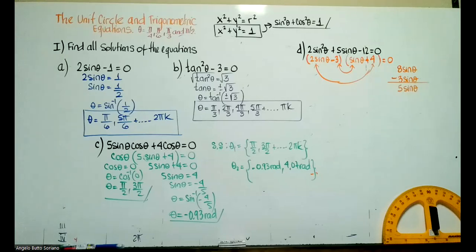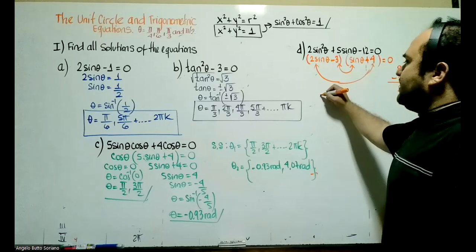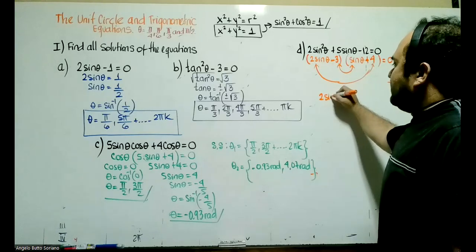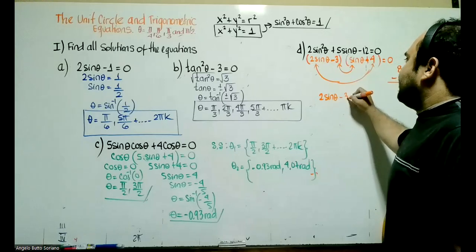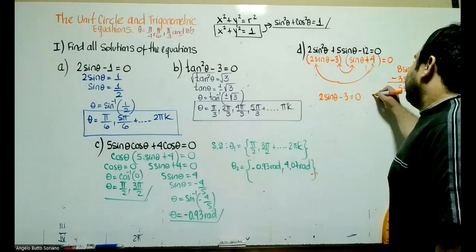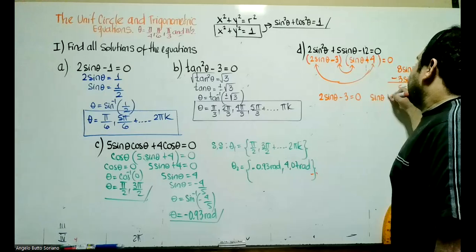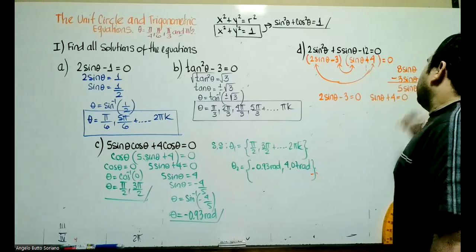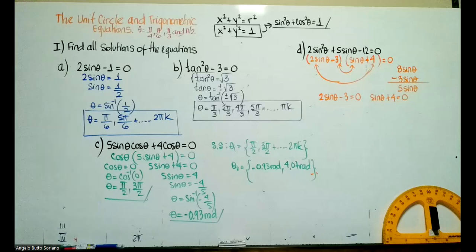Now, how are we going to solve this equation? Simple. We're going to apply the zero product property. What does that mean? That means every factor will be set equal to 0. 2 sine theta minus 3 equals 0, and sine theta plus 4 also equals 0.